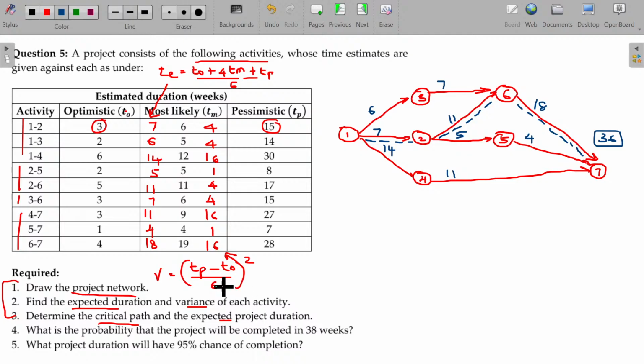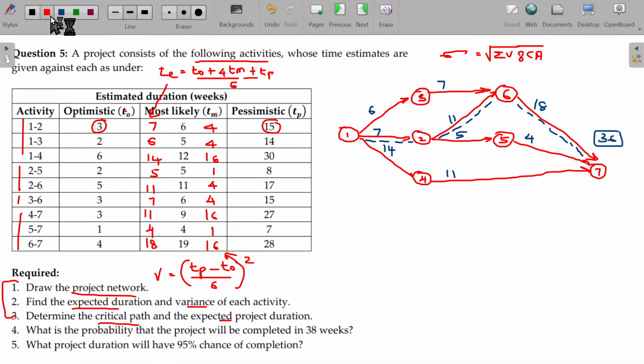Now you need to find out the variance or the standard deviation also. How can you calculate the standard deviation? Standard deviation in this case is equal to the root of the sum of variances of critical activities.